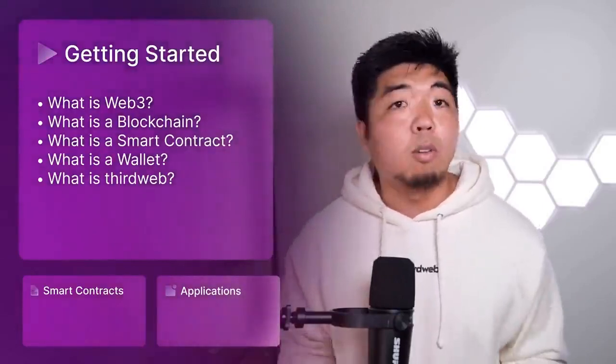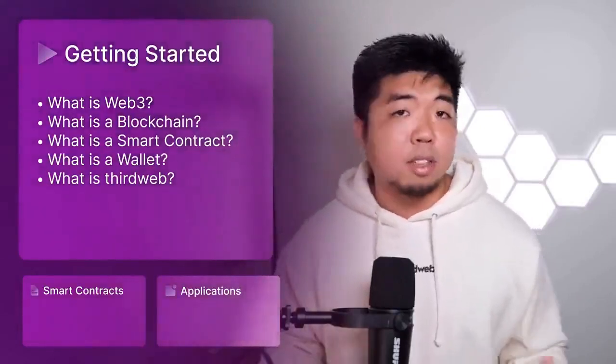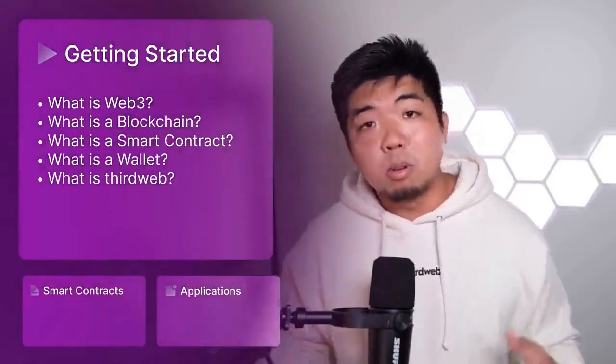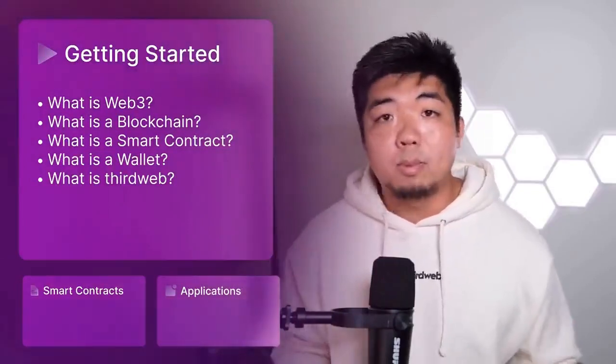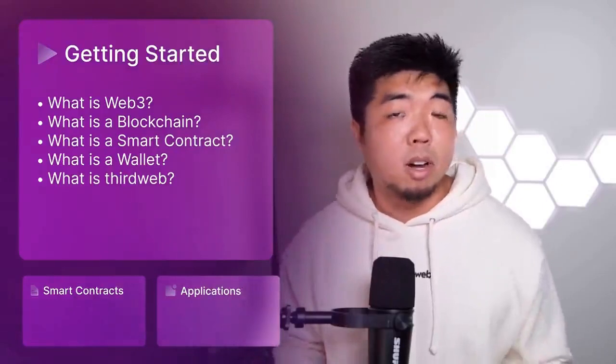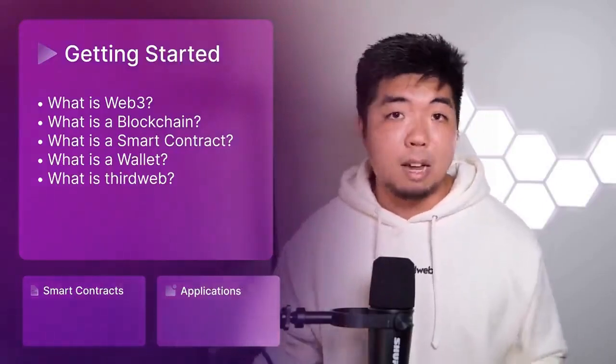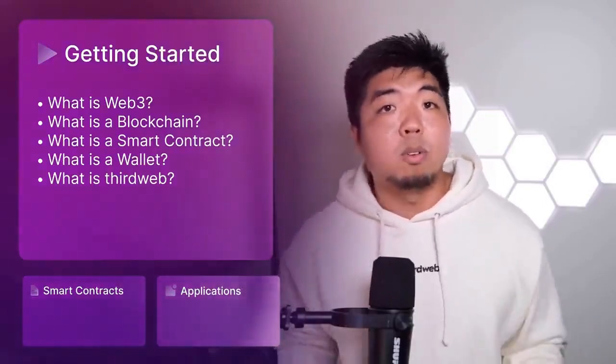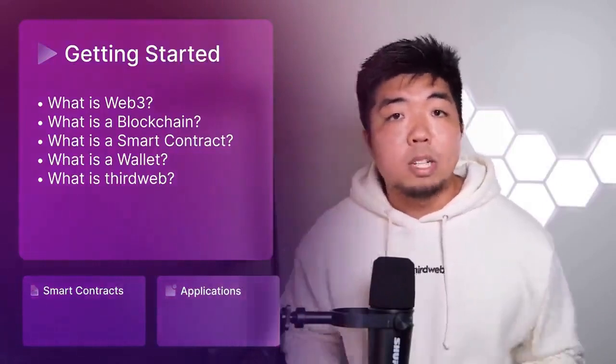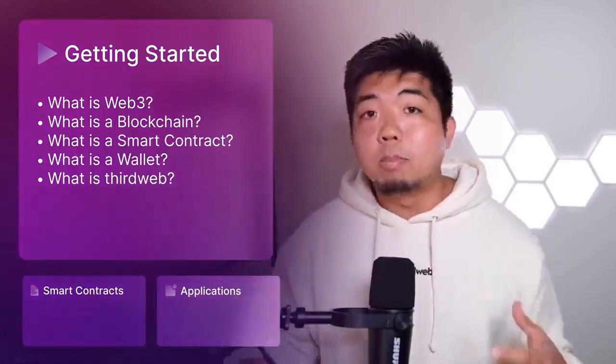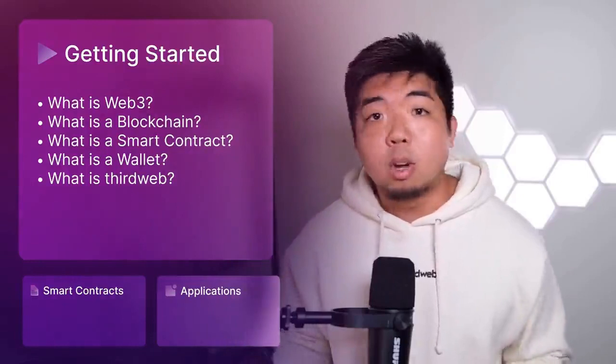Following that, we'll go over what are smart contracts and why are they so important to blockchain. We'll also go over something called wallets, which is a very important part of how to interact and use the blockchain. And we'll do an overview of a tool called ThirdWeb, which is a full stack framework allowing you to build out your blockchain applications quick and easy.